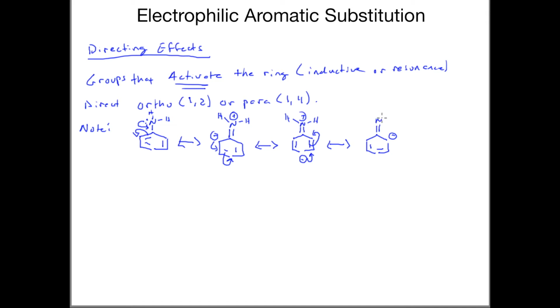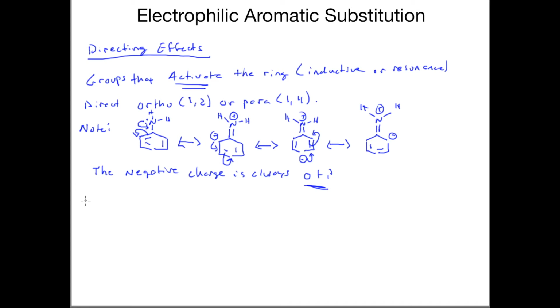So in every case, wherever we move these charges, the concentration of electron density that we have on the ring due to this movement of electrons is on either the ortho or para position. And so this is why groups that are donating, either through inductive or resonance, will add ortho and para.